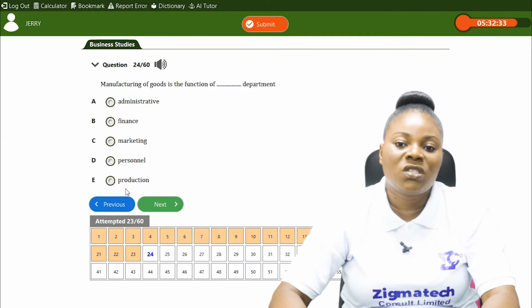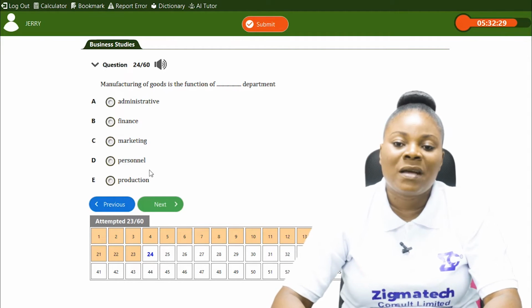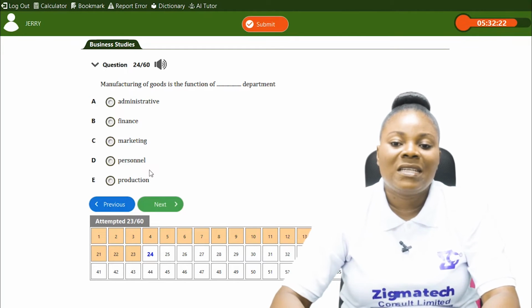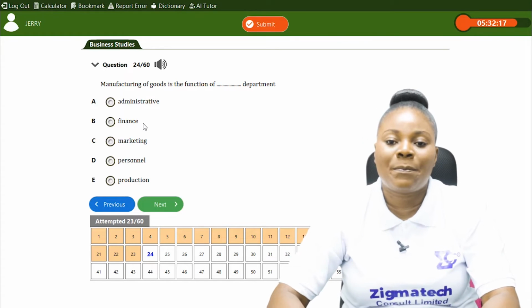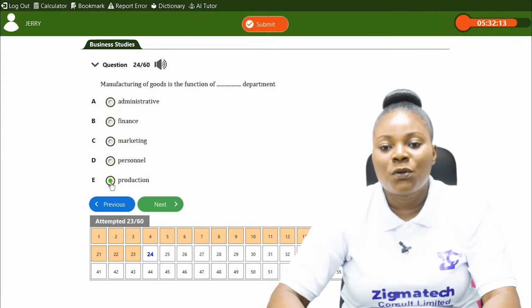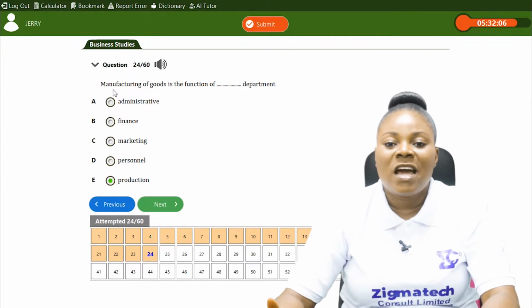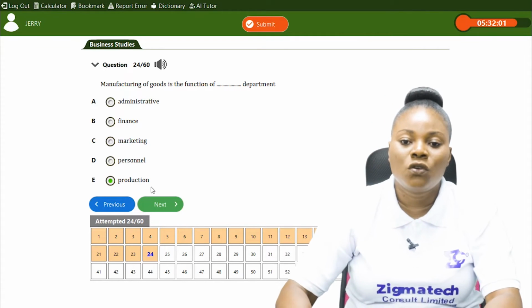While the last option, which is option E, production department, this is the department that is in charge of changing raw materials into finished goods, and that is what we refer to as the manufacturing of goods. So the appropriate answer for this question is option E, the production department. They are in charge of manufacturing goods, in charge of creation of goods, in charge of changing raw materials into finished goods.